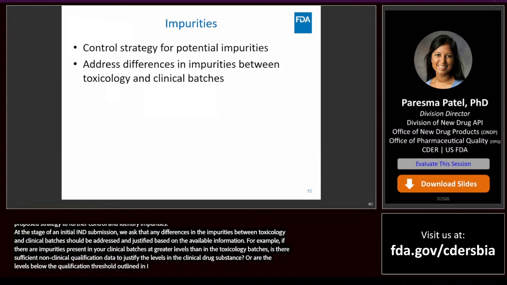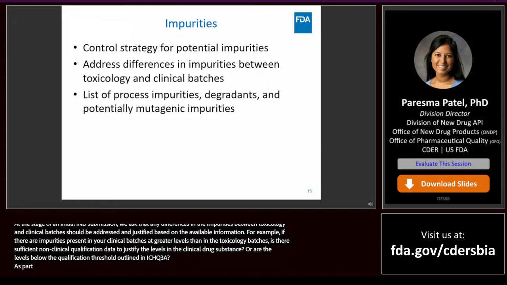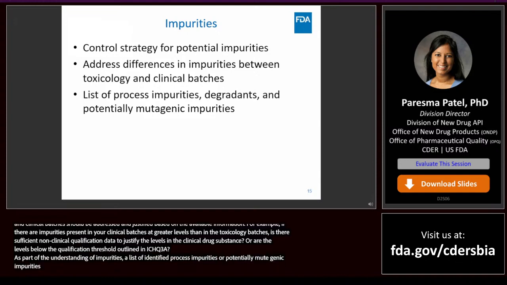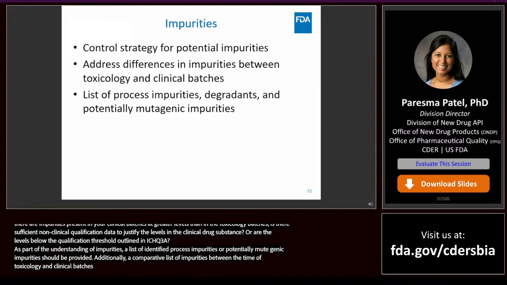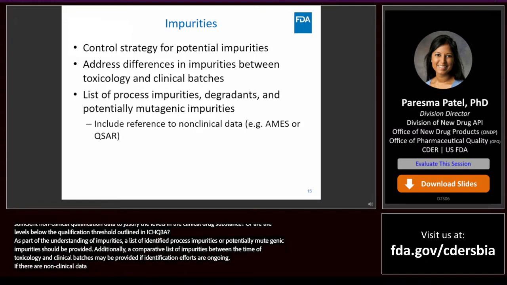As part of the understanding of impurities, a list of identified process impurities or potentially mutagenic impurities should be provided. Additionally, a comparative list of the impurities by relative retention time between toxicology and clinical batches may be provided if identification efforts are ongoing. If there are non-clinical data to justify impurities present in your clinical batch, provide reference to that data as part of your justification.